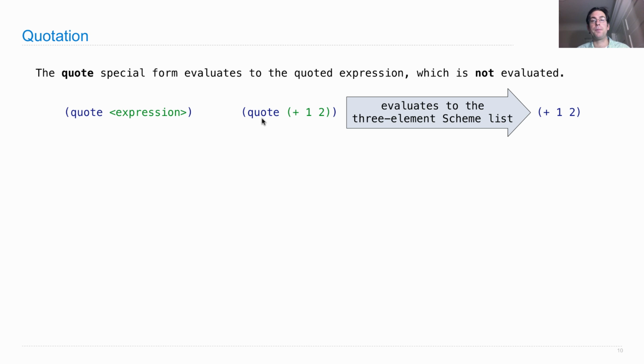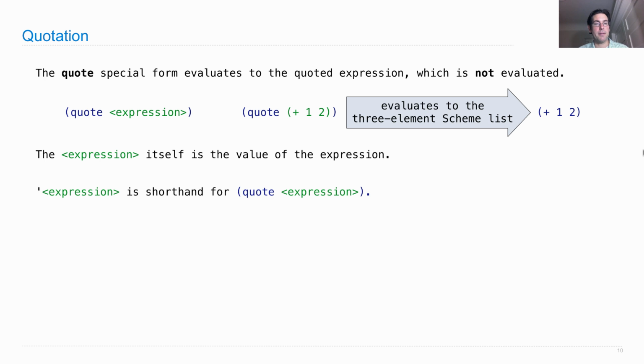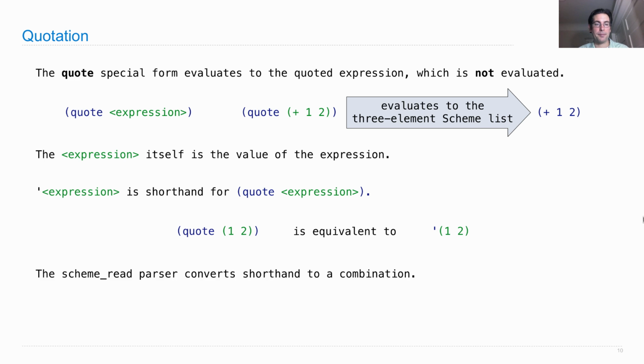That's the whole point of quote, is that we can turn any expression into data just by quoting it. So the expression itself is the value of the quote expression, and putting a single quote in front of an expression is just a shorthand for the quote special form, which involves more parentheses. So we're actually saving parentheses when we use this. That is, '(1 2) is equivalent to (quote (1 2)). And this equivalency goes both ways.